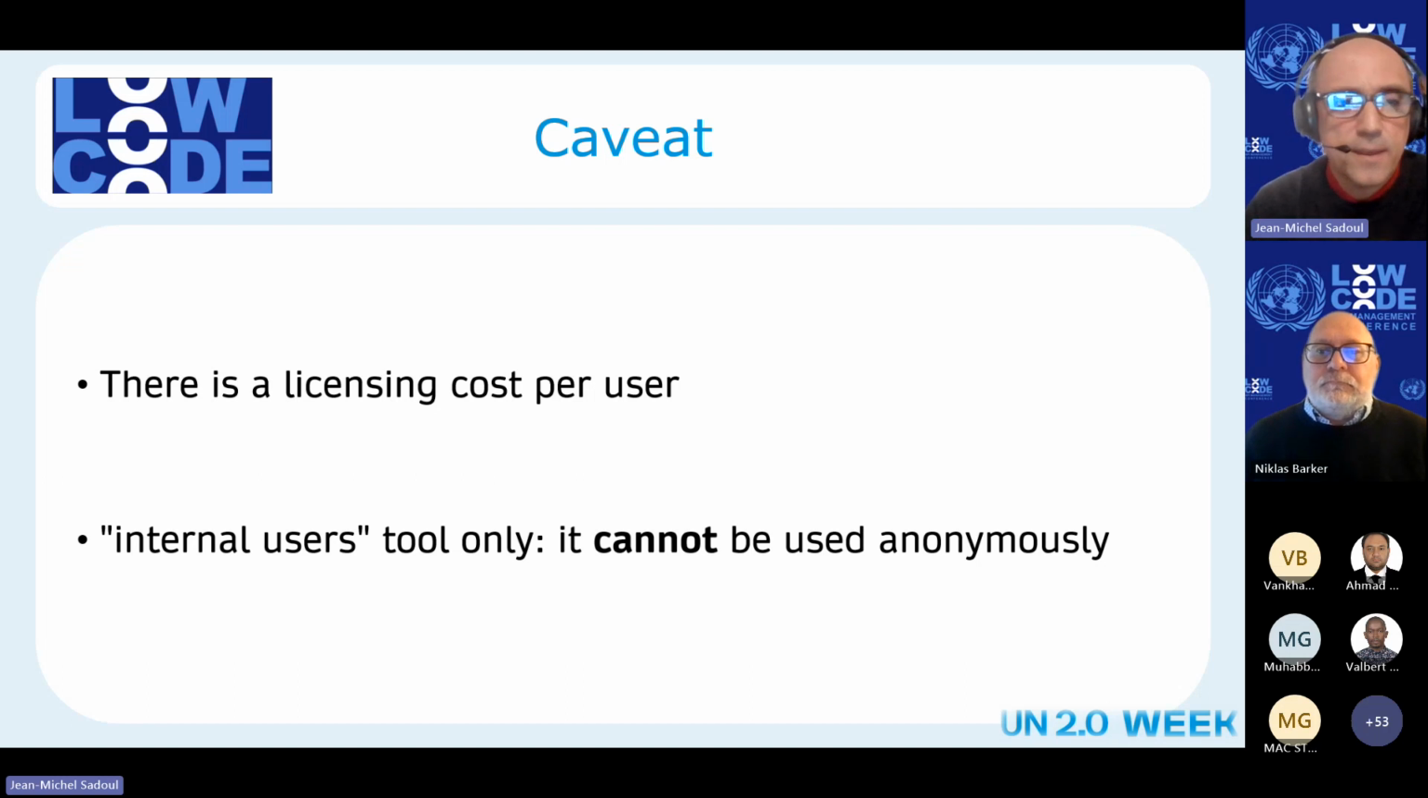And the second thing is that apart from Power Pages, all the other Power Platform tools and SharePoint are made only for internal users. It cannot be used anonymously. So you have to understand that this is scoped more for internal tools and internal usage. So that's what low code is, and how it is different from the previous tools.